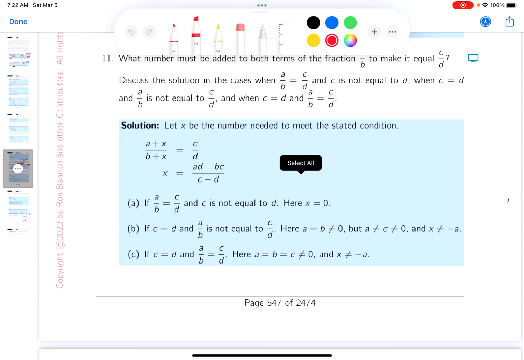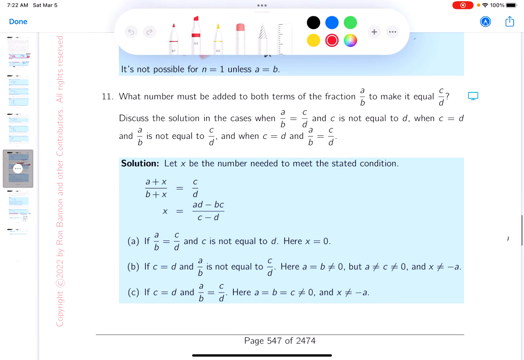Okay, let's read through it. What number must be added to both terms of the fraction? Well, I don't know what the number is. I'm just going to say x is the number, right? X is the number that's to meet this stated condition.